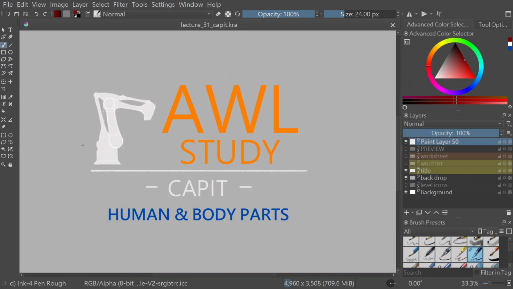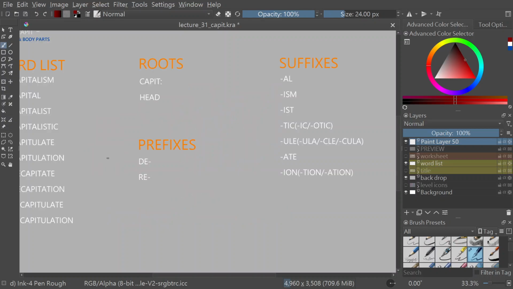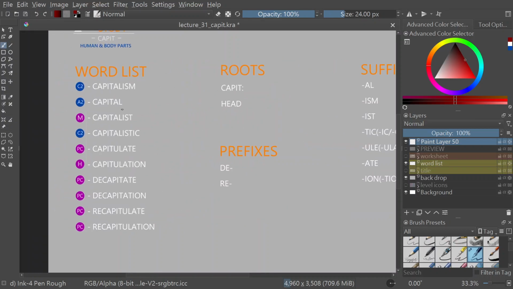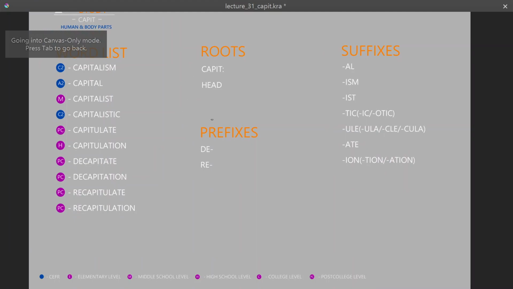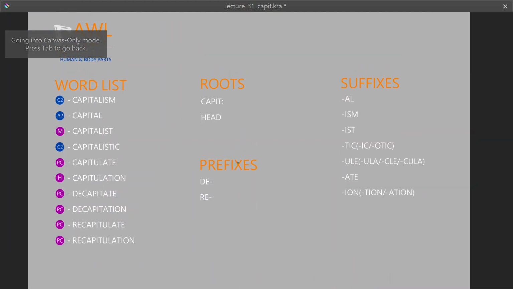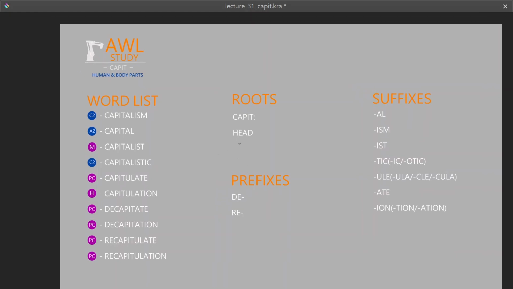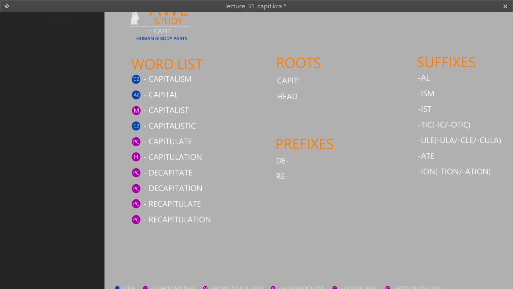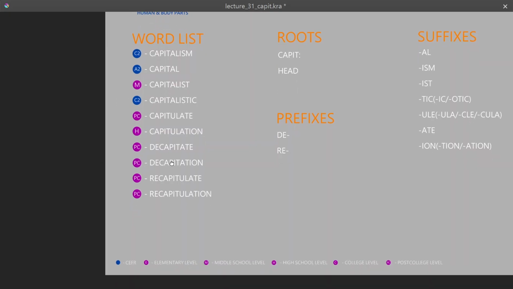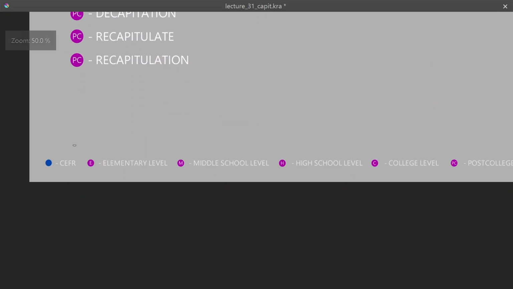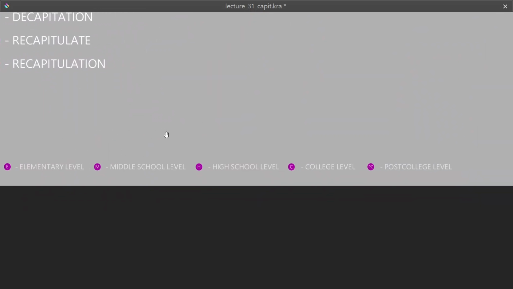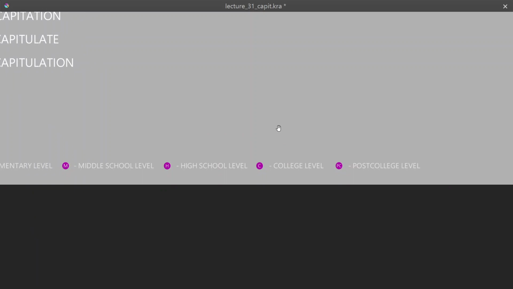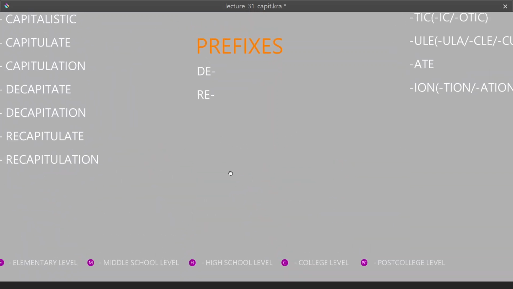This is Frog speaking. Right now we have some words that share the root CAPIT, meaning head, and we have some prefixes and suffixes combined with the root to form these words, and they are labeled with academic levels, namely elementary level, middle school level, high school level, college level, and post-college level.